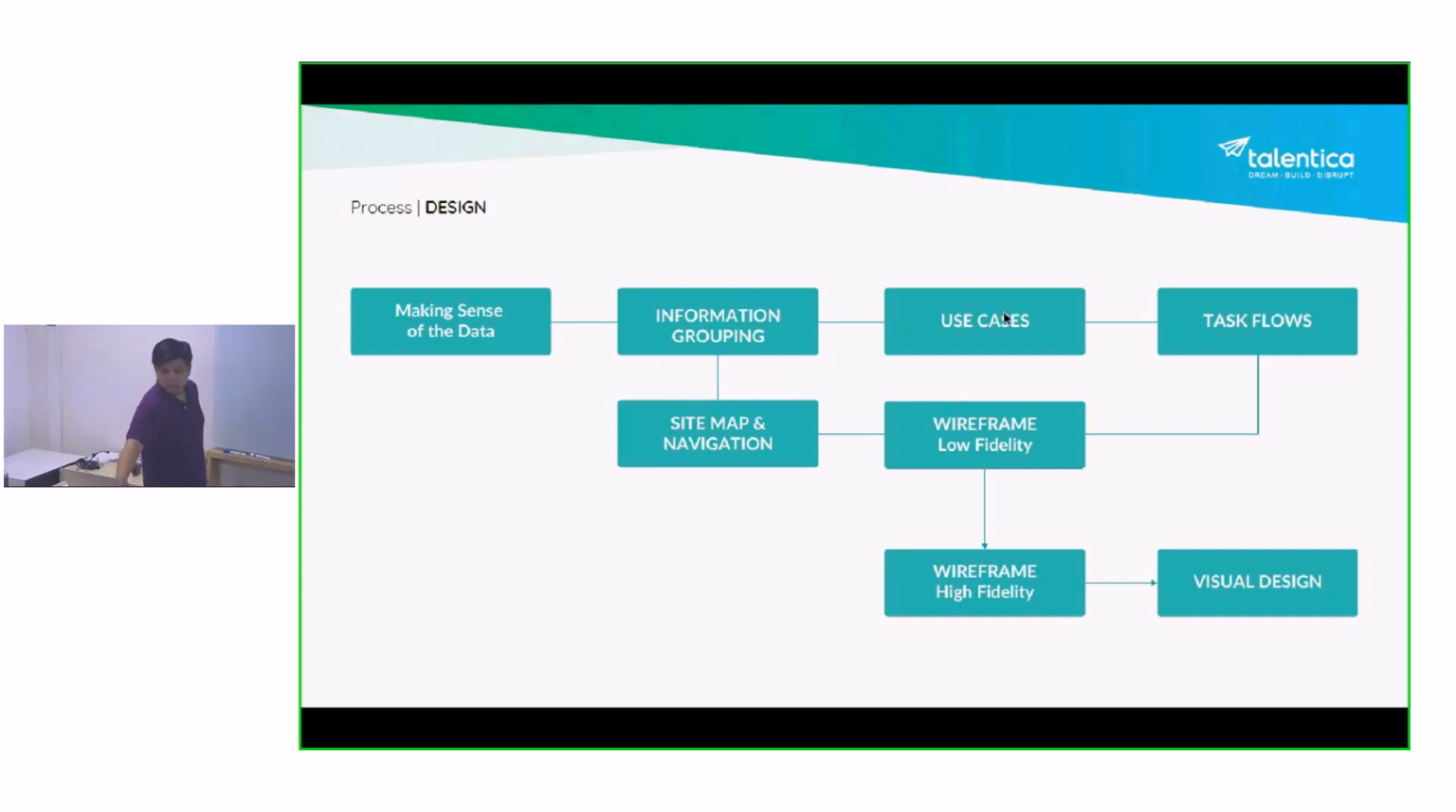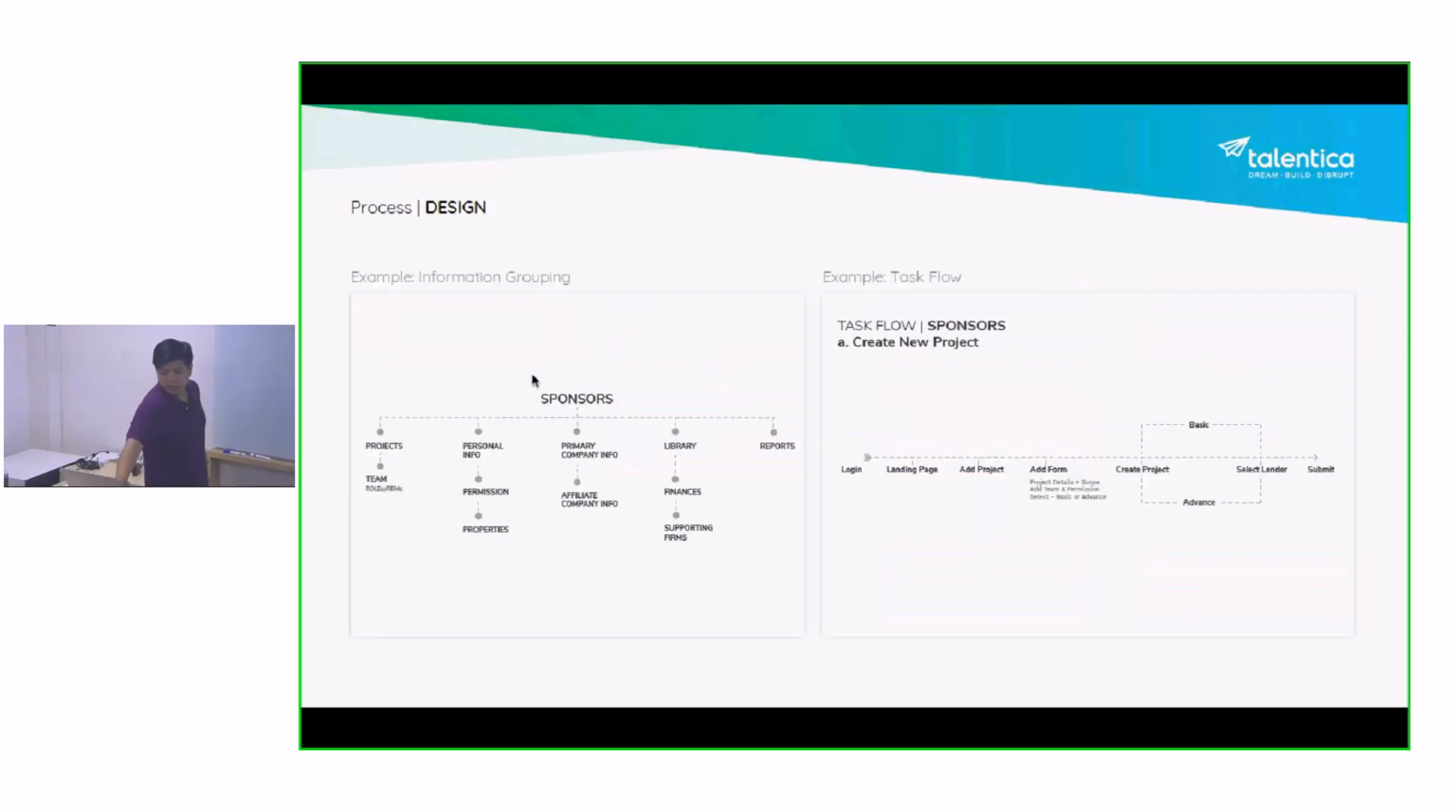Once we do that, we look at the use cases, and then we create the task flows. Something like, this project means creating a loan application, a title, and what are the teams, who are the sponsors in this, what are the personal information, the company information, what are the libraries, what are the things that come into the product itself. We look at it. Then we create a complete end-to-end task flow. But these task flows can again be broken down into different parts.